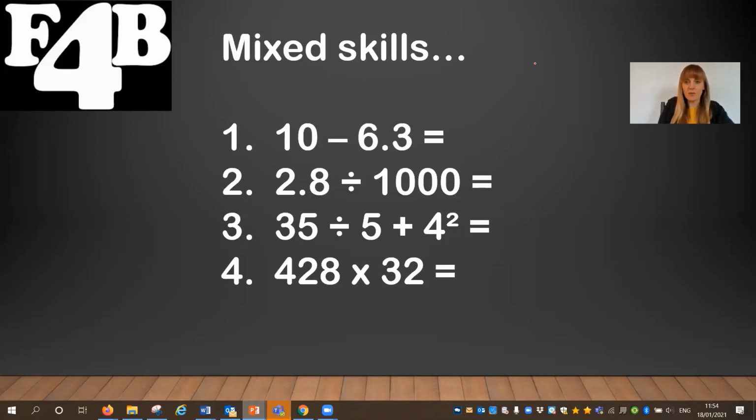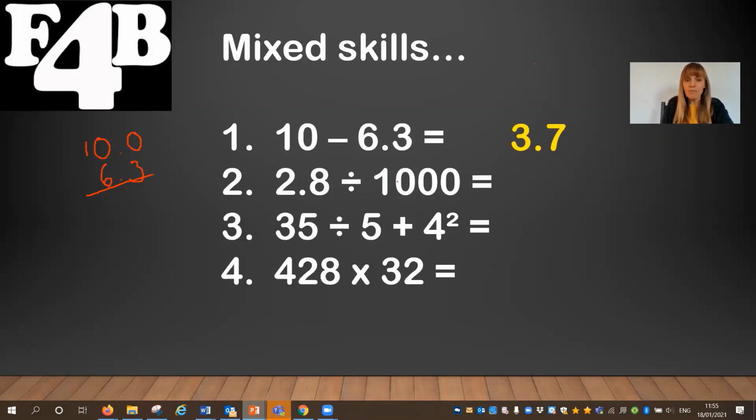All right, now some of these questions I've popped up because they're common ones that people seem to make a mistake with. Now the first one, 10 take away 6.3, hopefully what you will have remembered is that you need to line up your sixes and your zeros here, and you need to give the 10 a placeholder in order for you to be able to calculate. I'm not going to go through it all, but just in case you get these wrong, you'll be able to see maybe it might be your alignment that's wrong. So for number one, you should have had an answer of 3.7.